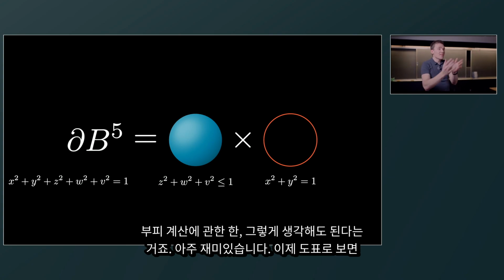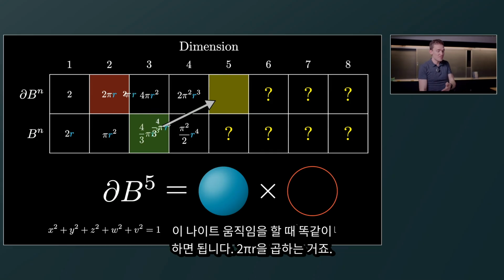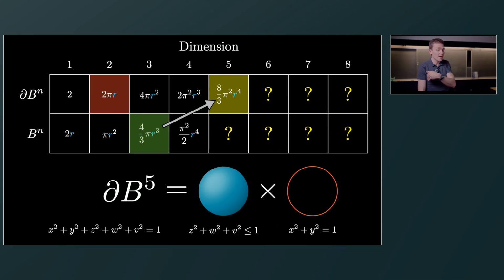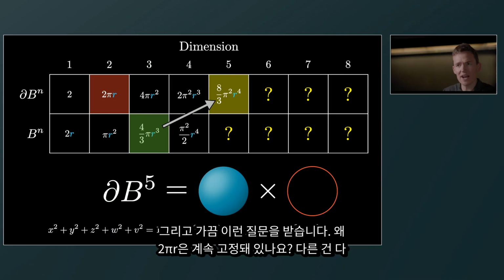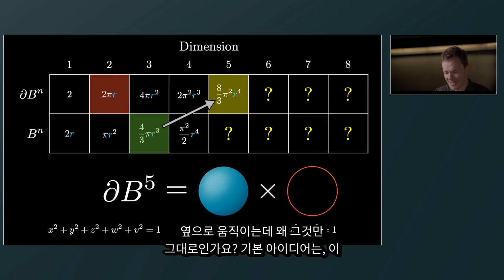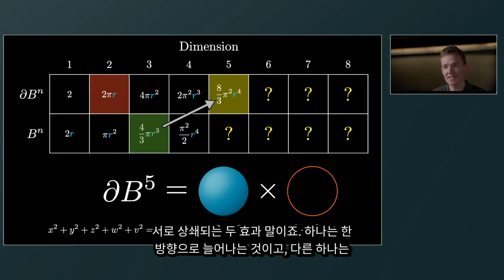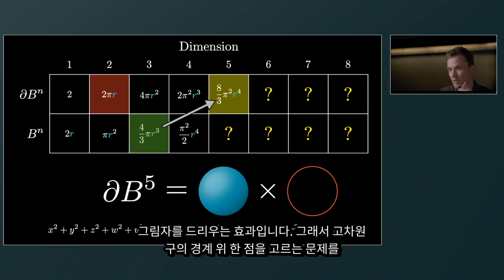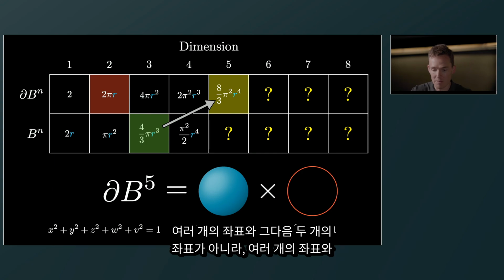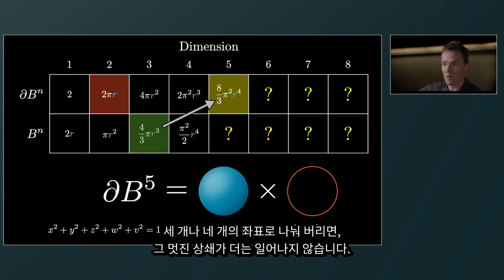Now, in terms of our diagram, all that means is to make this Knight's move, you do the same thing. You multiply by 2 pi r. And sometimes people will ask, why are you staying constant at that 2 pi r? Everything else is moving over. Why does that one stay fixed? The basic idea is that when you're making this Archimedean move, where you want to project out, it's important that you have two distinct actions that are canceling each other out. One that's stretching in one direction and the other one which is casting a shadow. So if you tried to break down your choice of a point on the boundary of some high-dimensional sphere not as a bunch of things and then 2 more, but a bunch of things and 3 more or 4 more, you wouldn't run into that same really nice cancellation.